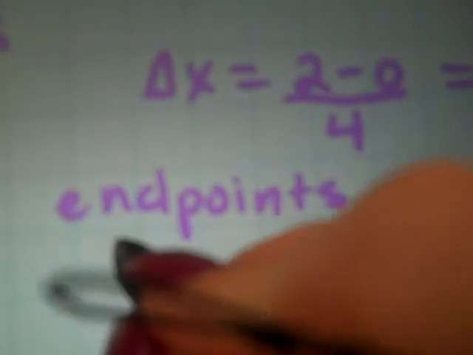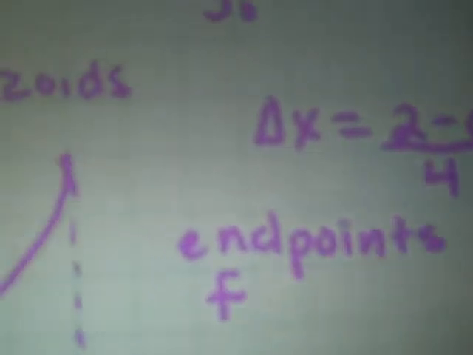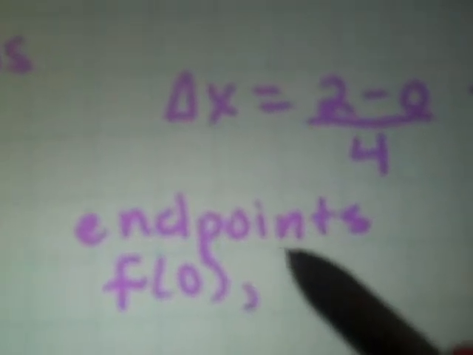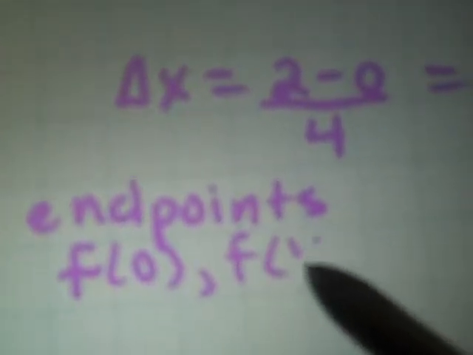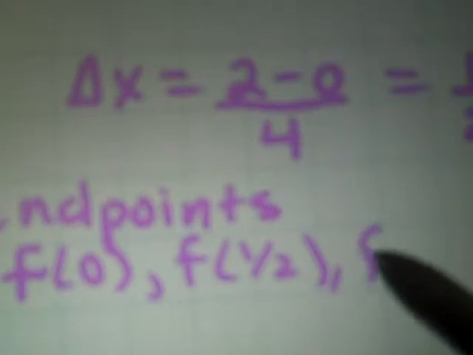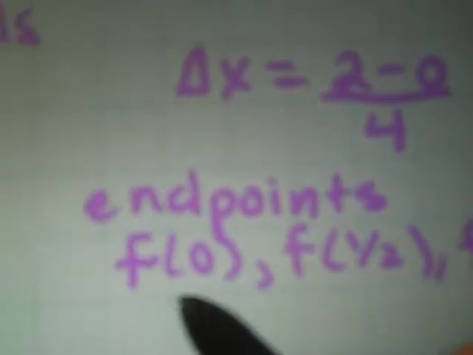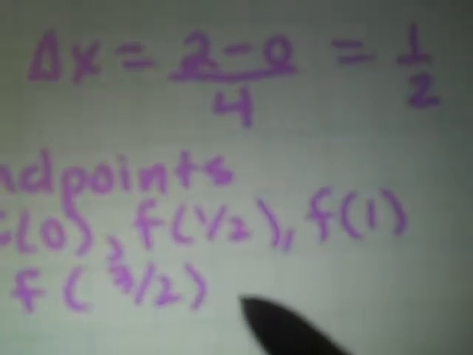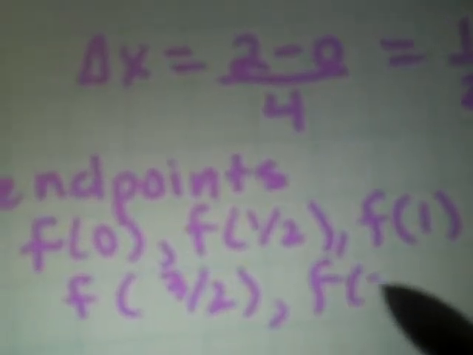So our endpoints are, we start with the initial one, so I'm going to have f of 0, and just add the delta x to that, f of 1/2, f of 1, f of 3/2, and your final endpoint is f of 2.